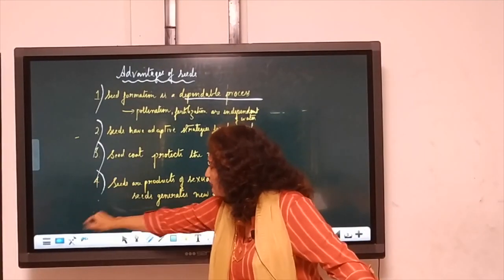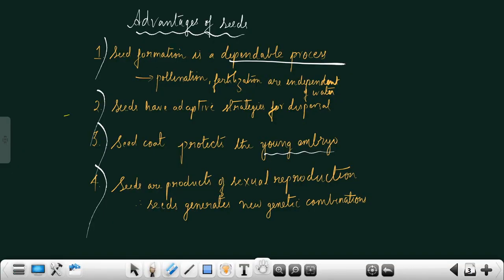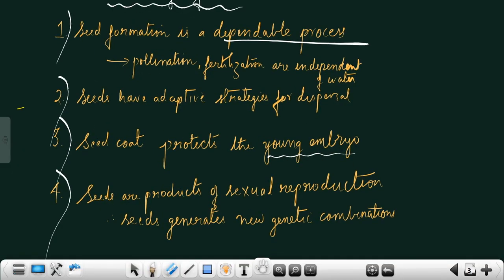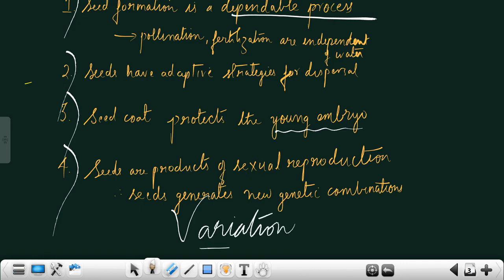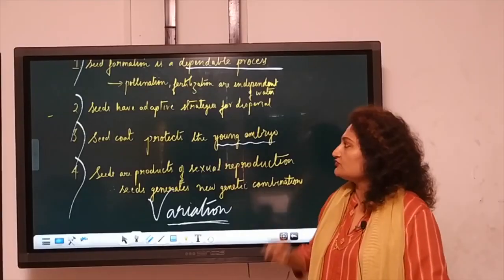And lastly, and very importantly, seeds are the product of sexual reproduction. And we know if it is a product of sexual reproduction, there is a combination of characteristics of two parents, which means it results in variation. And we know the advantage of variation. Survival of species. So that's the fourth advantage.